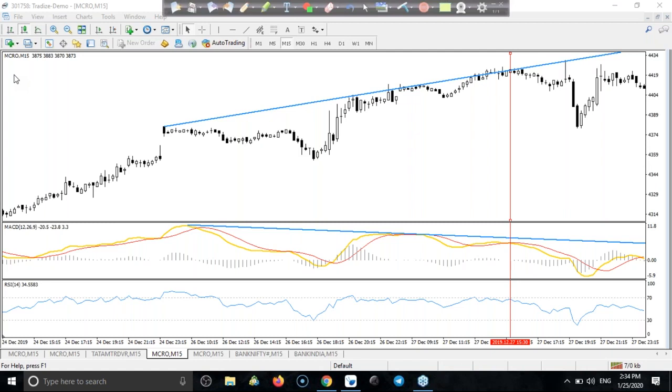Please explain entry, SL, and target. I already told you, but again I'll explain after confirmation. Let me explain the entry point again. Exactly here we have seen there is a crossover. Exactly, I drew where they cross each other. Now you can see in that area we have seen a bearish candle.